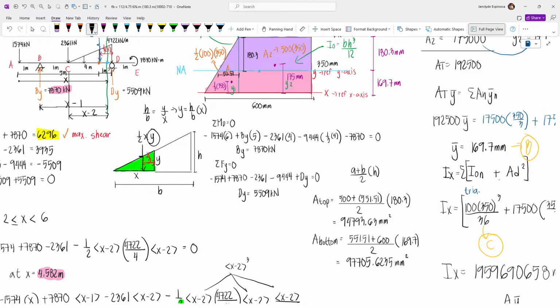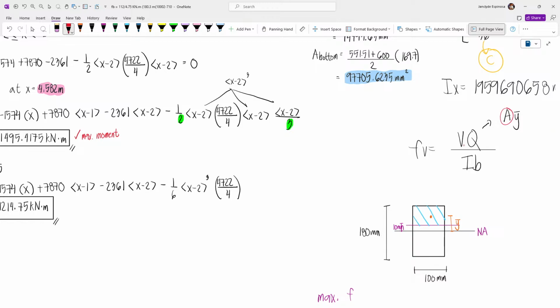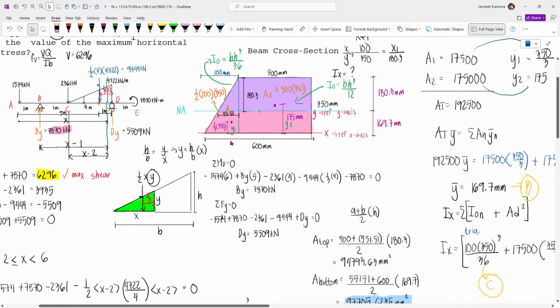So the area is bigger at the bottom. It's right that the tension side has the bigger area, the bottom. So we will use this area in our computation of FV, or the horizontal shear stress. Now the question: what is y bar? Again, Q is area times y bar, and y bar is measured from the centroid of the area of interest to the neutral axis.